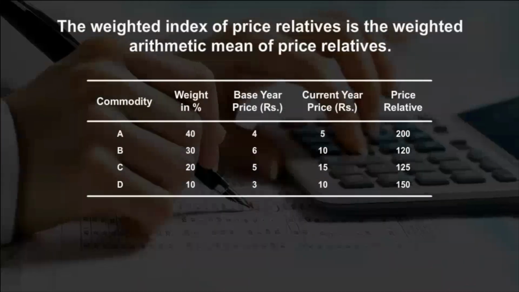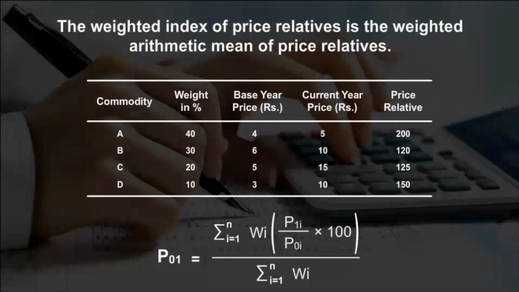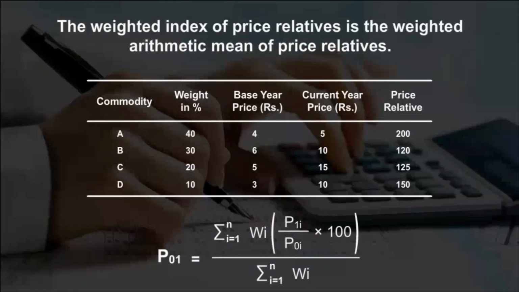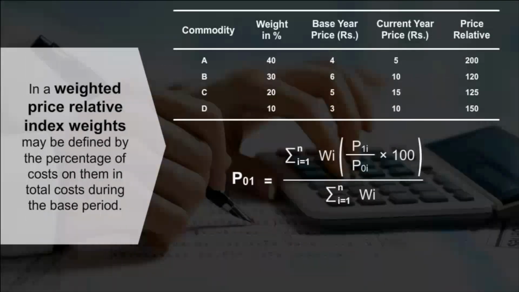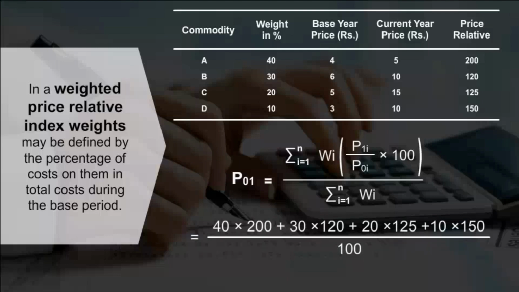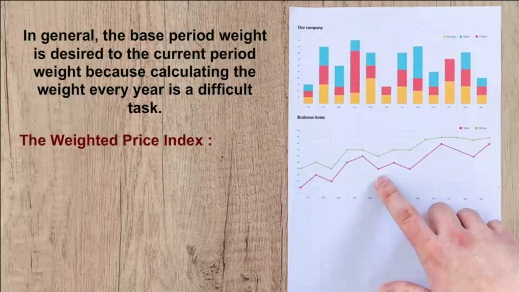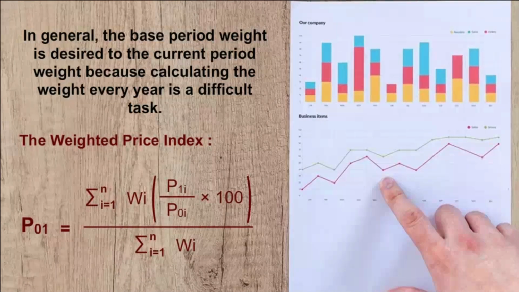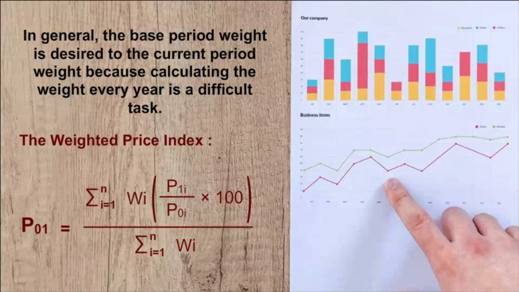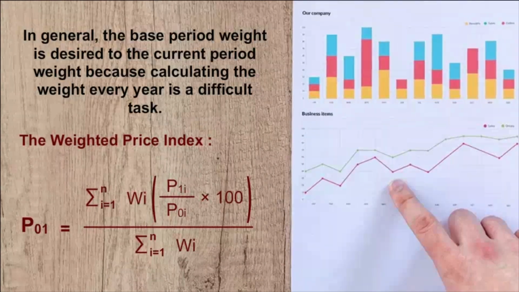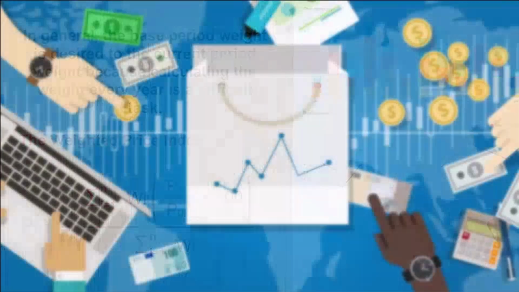The weighted index of price relatives is the weighted arithmetic mean of price relatives. In a weighted price relative index, weights may be defined by the percentage of costs on them in total costs during the base period. In general, the base period weight is preferred to the current period weight because calculating the weight every year is a difficult task.